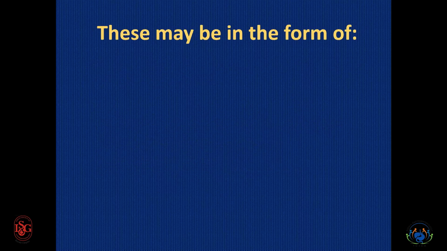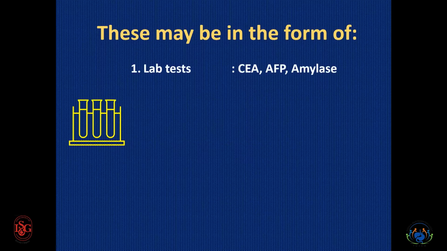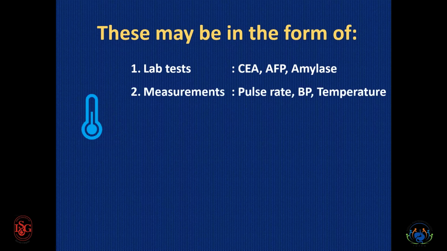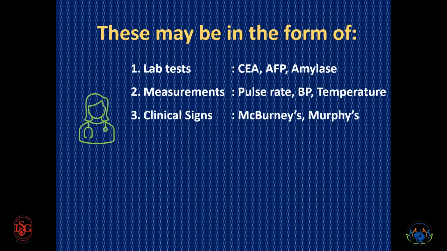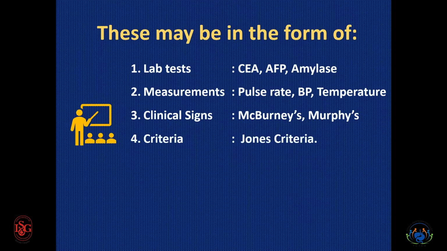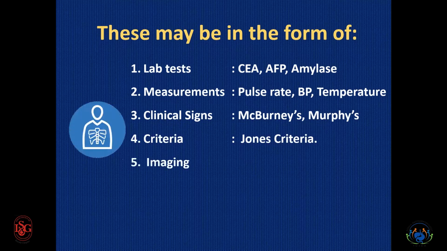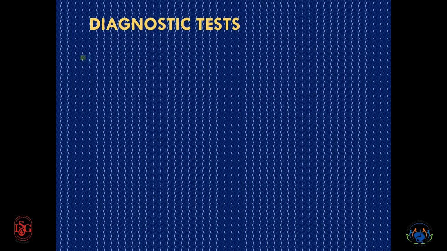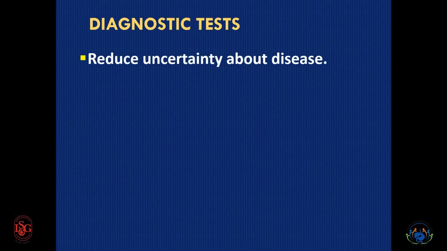The diagnostic test may be in the form of laboratory tests like hemoglobin, CEA, alpha fetoprotein, amylase, or measurements like pulse rate, blood pressure, temperature, or clinical signs like McBurney's sign, Murphy's sign, or criteria like the Jones criteria, Manning's criteria, or imaging like an ultrasound or X-rays. So any of these can be a diagnostic test, and what they do is reduce the uncertainty about disease.